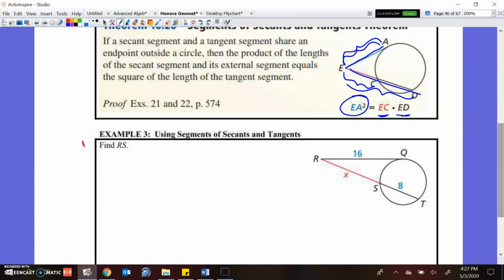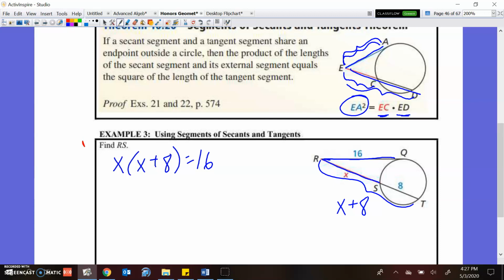Okay, so let's apply it to an actual problem here. In this one below, we're going to do x times the entire length, which is x plus 8. So I'm going to write that. So x times x plus 8, and that's going to equal 16, which is the external portion, times the entire thing, which is also 16. So that's where we get 16 squared.